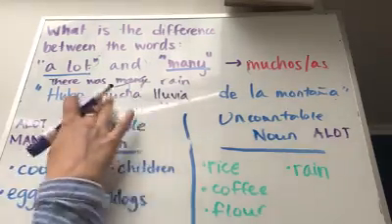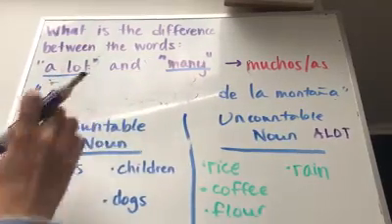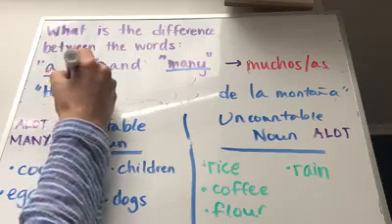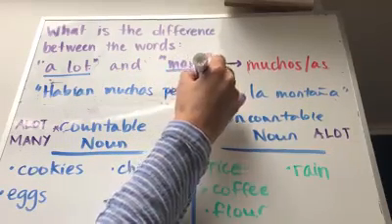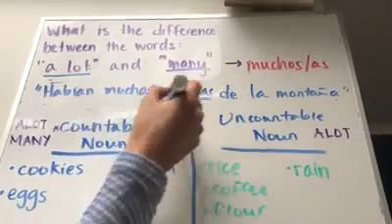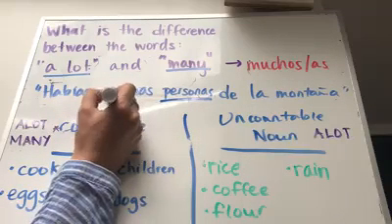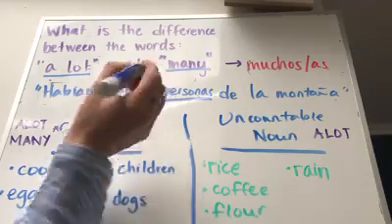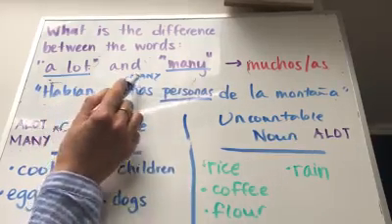We can say habían muchas personas, okay, de la montaña. So personas is the sustantivo, is the noun, and it's countable. Podemos contar personas. Entonces we can use a lot or we can use many. Los dos funciona. There were a lot of people from the mountain. There were many people from the mountain.